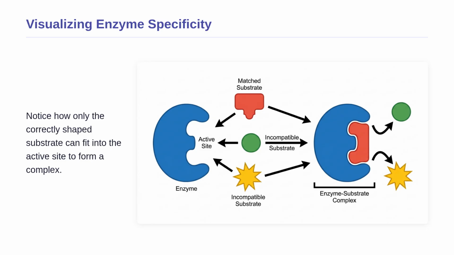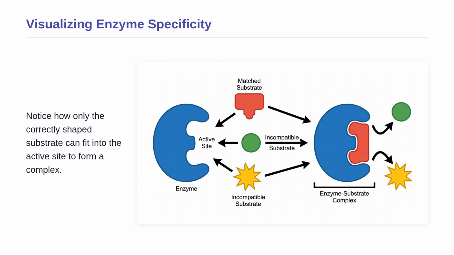Before we move on to the mathematics, let us visualize this concept with a diagram. Here, you are looking at a classic representation of the lock and key model. On the left, we have a large blue enzyme with a very specifically shaped pocket, which is the active site. Notice the three different molecules approaching it.